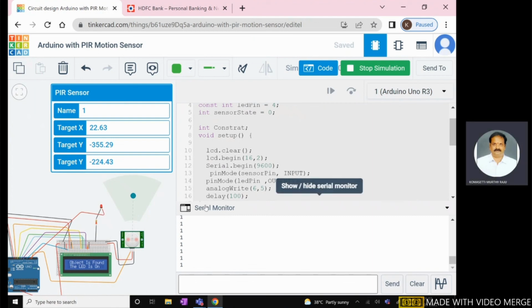This is the demonstration of the Arduino with PIR motion sensor in Tinkercad.